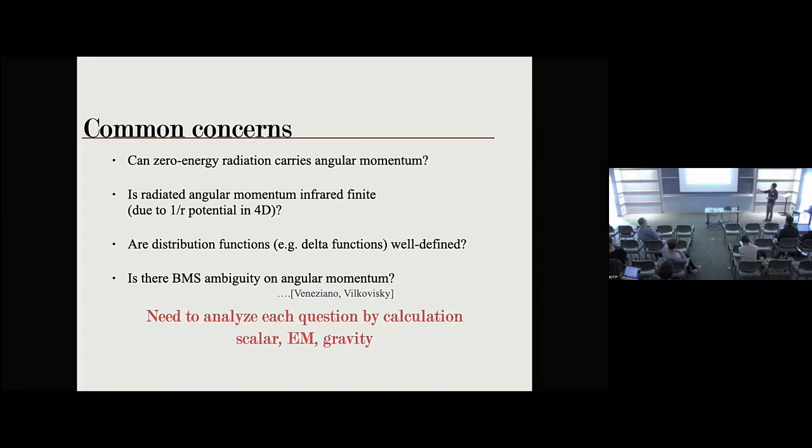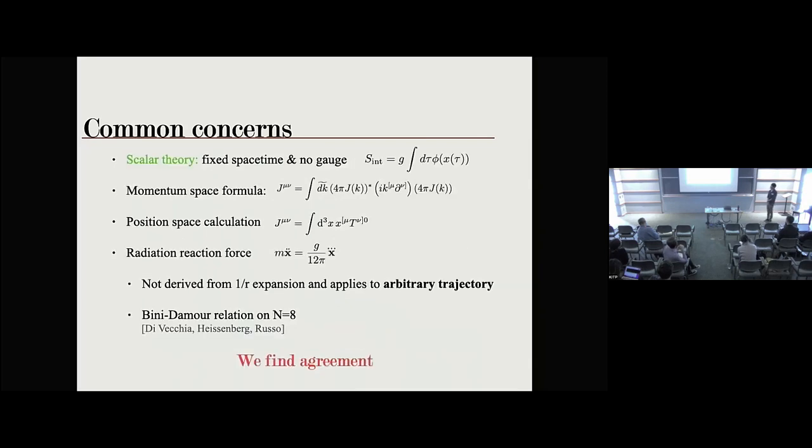And finally, it's the BMS ambiguity that a lot of people also ask. So it's important that you separate all these issues and try to do a calculation and settle each of them directly. So we try different theories. We have scalar theory. In this case, we have a fixed Minkowskian spacetime, no gauge freedom. So you simply write down the worldline action and just calculate the equation of motion. We take the momentum space formula we have and calculate the answer. We want to avoid distribution functions, so we calculate this in Fourier space.